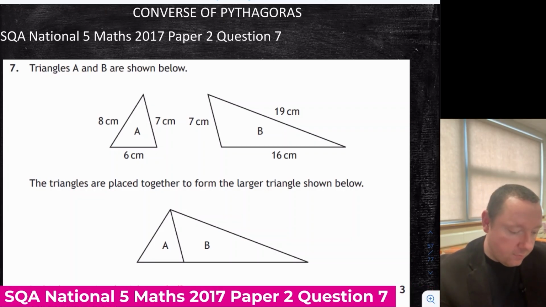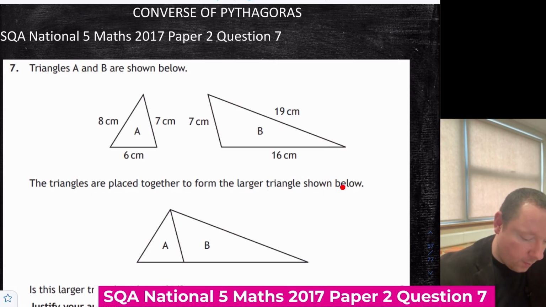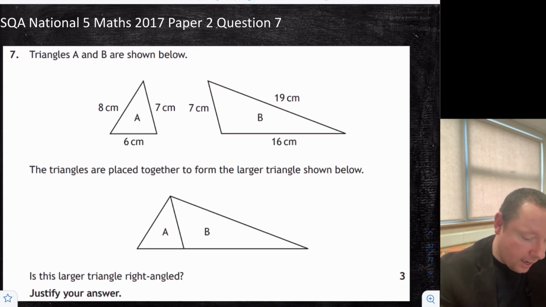SQA National 5 Maths 2017 Paper 2 Question 7 had this one, and it says triangles A and B are shown and are put together to form a big triangle. Is it a right angle triangle? Well, we're going to have to identify our three sides first of all. So looking here, that's 8 centimetres there. 8 centimetres. And on the other side, we have got this one, which is a part of the big B, 19 centimetres. And then on the bottom, we're joined together, so it's 16 and 6 to make 22 centimetres.